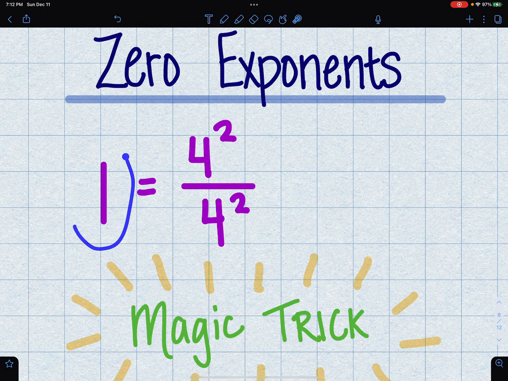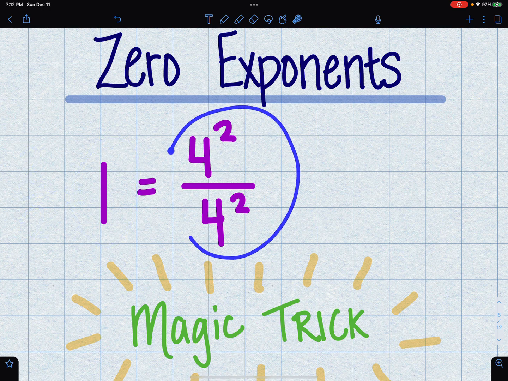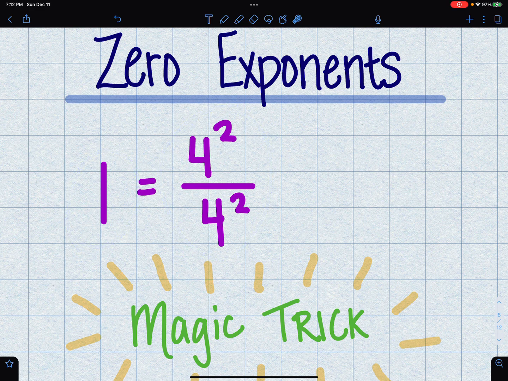So here we've got the number 1. And you know that if anything is over itself, like a 3 over 3, that's the same as 1. Or a 2 over 2, you can simplify that to the number 1. What about 4 squared over 4 squared? Yeah, this totally simplifies to be the number 1. But with that thing that we just learned, we can write this expression as its reciprocal. What happens when we do that?